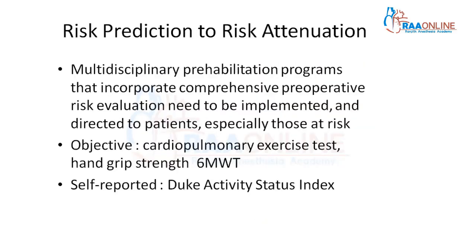Previously it was all about risk prediction and explaining to the patient and the relatives what the risks involved are. Now it no longer stops there. We're looking at risk attenuation. This is where multidisciplinary prehabilitation programs that incorporate comprehensive preoperative risk evaluation need to be implemented and directed to the patient, especially those at risk. And this risk assessment can be done by CPET, that is cardiopulmonary exercise testing, hand grip test, or 6-minute walk test. Or it can be self-reported by the Duke Activity Status Index.